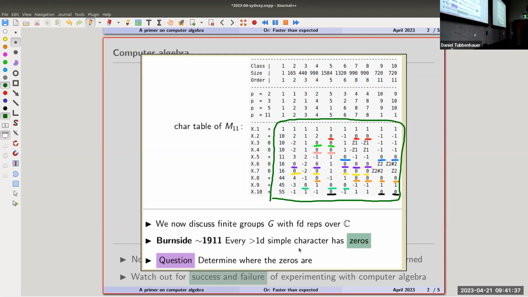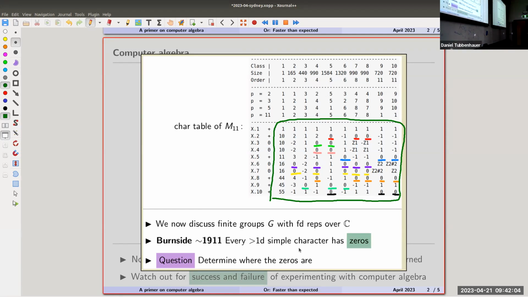So the bigger characters have zeros in the corresponding rows of the character table, and that tells you there's at least one for each bigger one. I just mark them. Another question that arises immediately from this picture is to determine where the zeros are. And as you can already see, there are quite a few zeros.